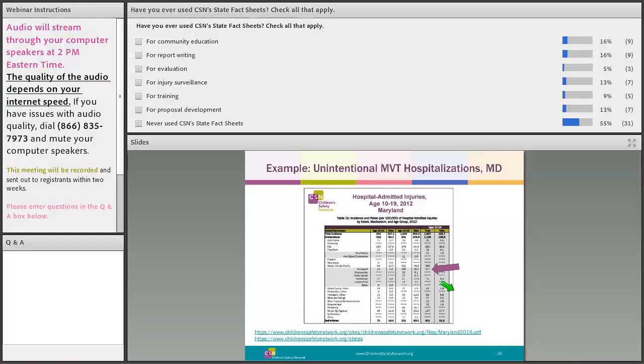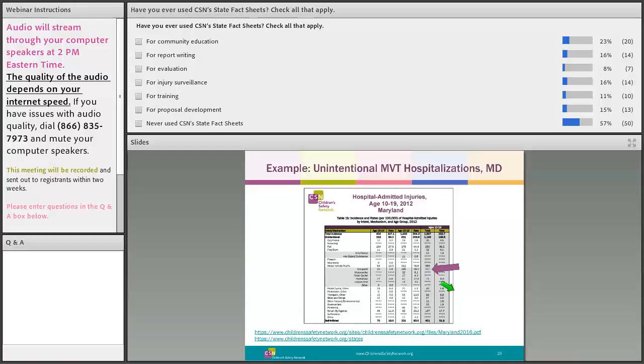Well, and you see at the bottom of the page, we're relying on Maryland as an example again. So there's the link to the specific Maryland 2016 fact sheet, which has year 2012 hospital admission data. And there's also a link to the more general state fact sheets, which you will find similar descriptions of data for each state.